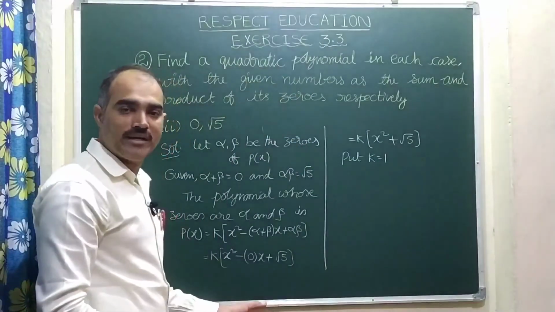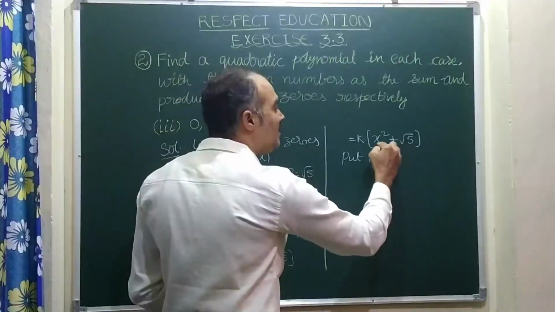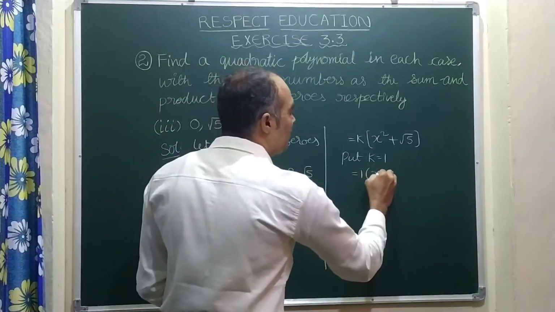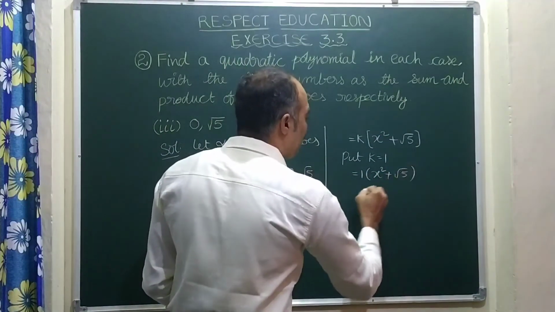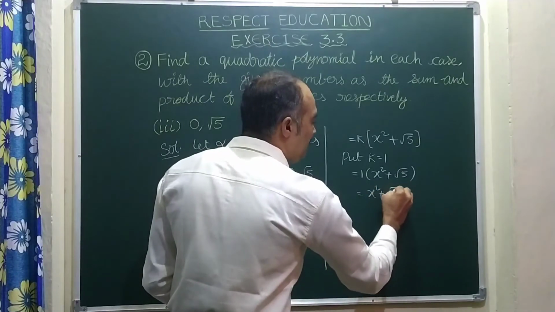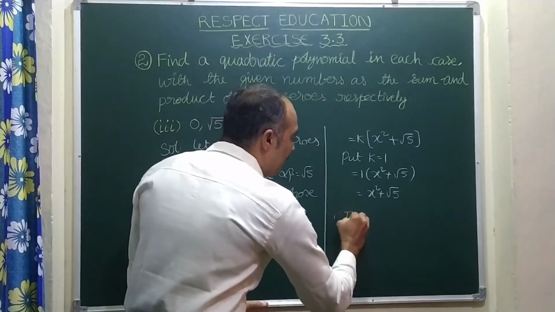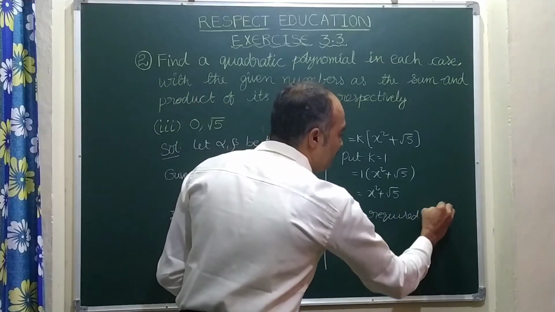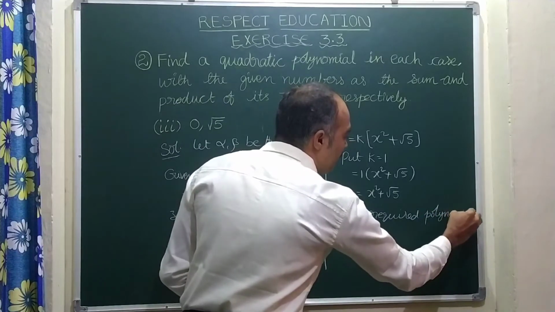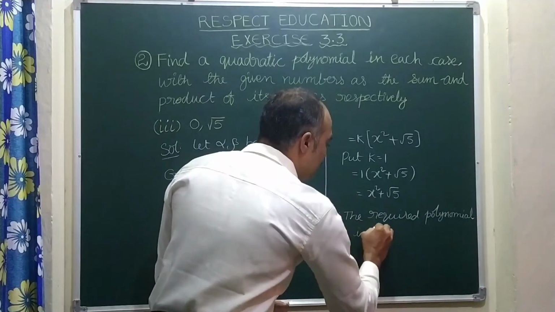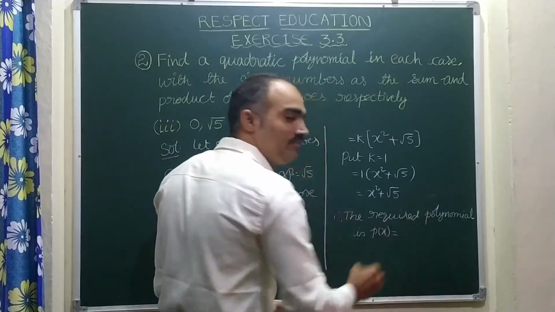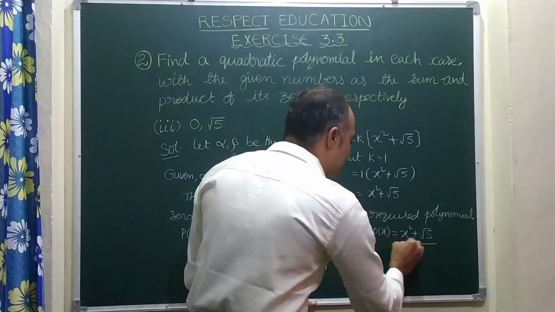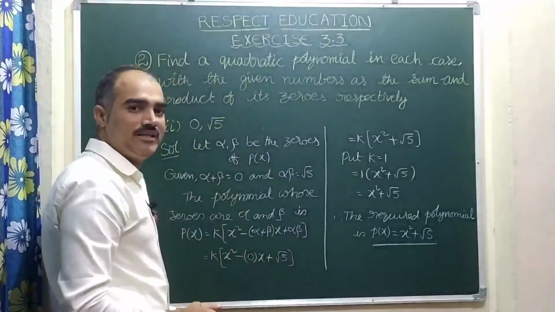If there is no denominator, nothing is there to be cancelled. So let us take 1 here. We will get the same polynomial. So it is 1 into x square plus root 5, which is nothing but x square plus root 5. Therefore, the required polynomial is p of x is equal to x square plus root 5. This is the final answer for the third bit.